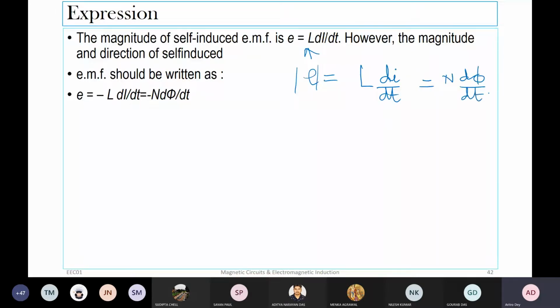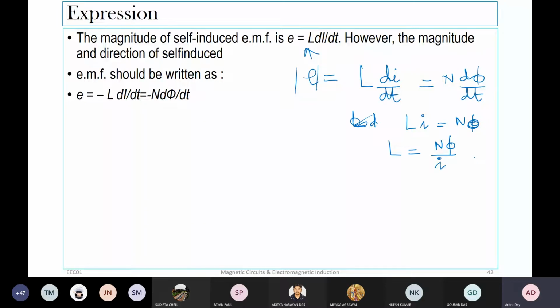So if we integrate, then we get L into I is equal to N into phi, right? So what can we write as the expression of inductance? Inductance L can be written as N phi by I, isn't it? This is the expression of the inductance.